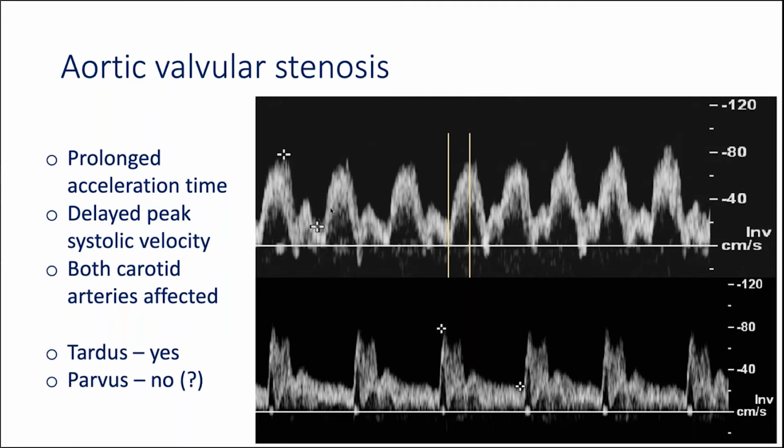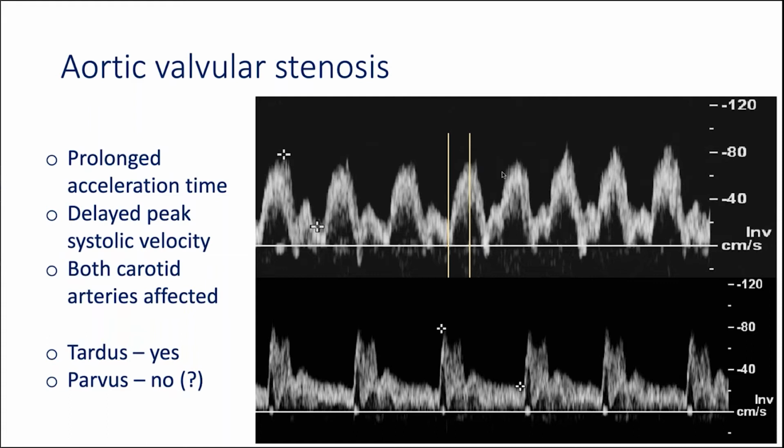And what you notice in the patient with aortic valvular stenosis is a prolonged acceleration time and a delay to reach the peak systolic velocity in comparison to what we see in the normal. Very brisk upstroke here, very delayed upstroke in the patient with valvular stenosis. This pattern will be seen in all of the arteries affecting the upper body. You'll see this in both carotids and both vertebrals.